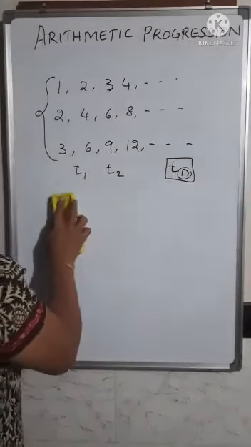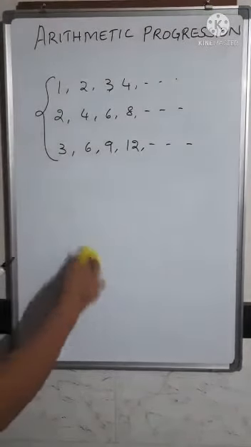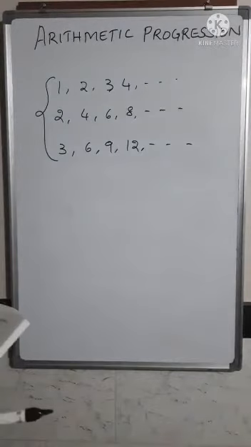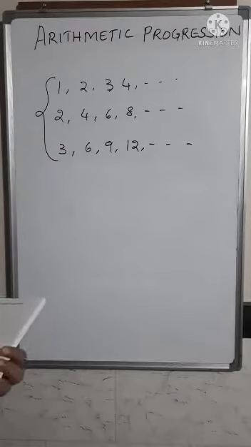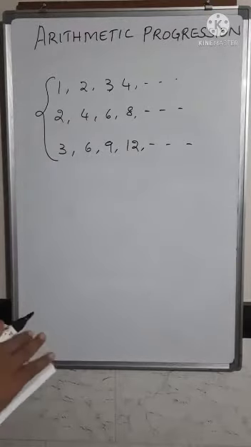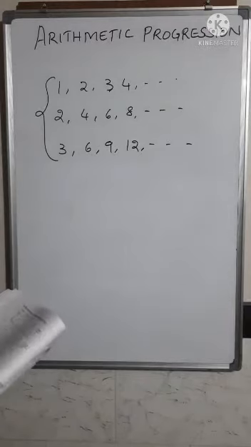Now an arithmetic progression is a sequence where the difference between two consecutive numbers is a constant number. If the difference between two consecutive numbers is a constant number, then such a sequence you call an arithmetic progression.